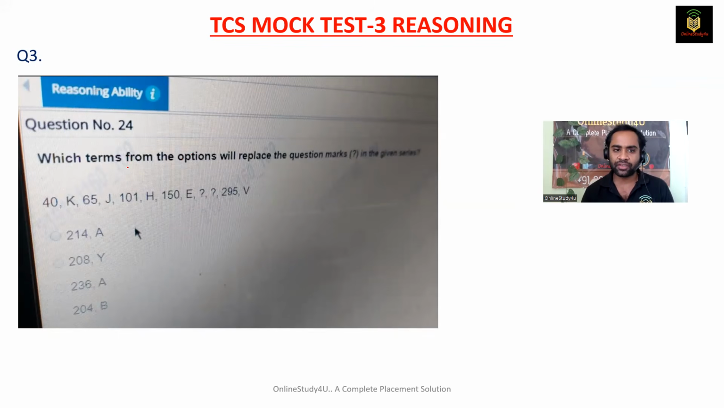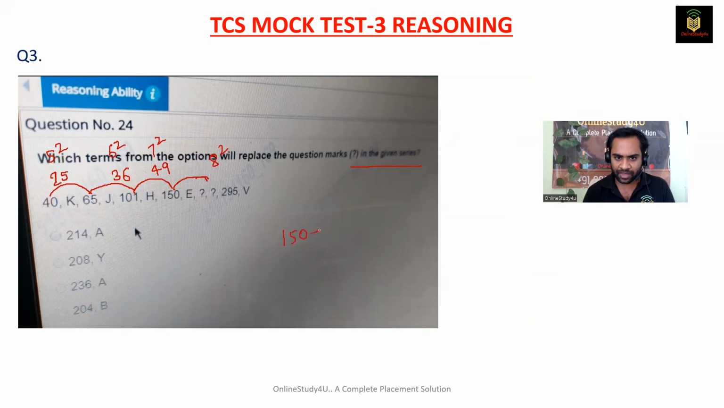Then, which term from the options will replace the question mark in the given series? Now, here we have 40K, 65J, 101H, 150E. Let us try to see what is happening with the digits. The difference is 25, and now the difference is 36, and then the difference here is 49. Basically the differences are 5 square, 6 square and 7 square. So the next difference will be 8 square.